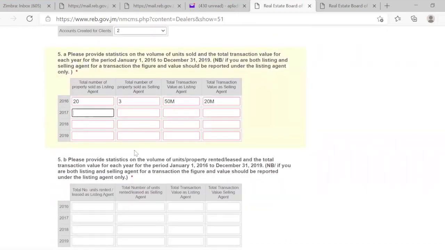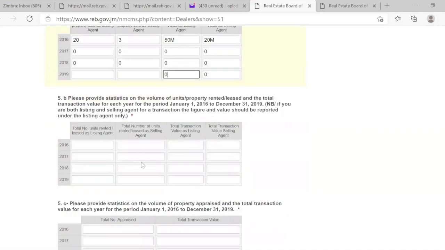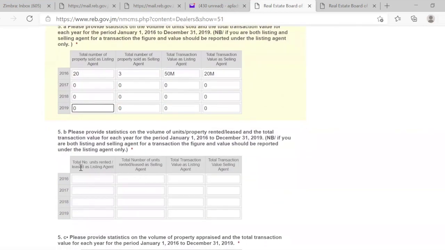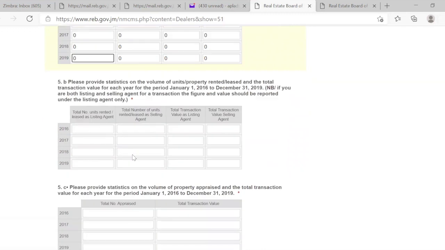If there is no transaction, then you put 0, and then for the figures, you put 0 just the same, right? So you can populate the fields with 0 if there is no transaction. Just ensure that something is there. It is the same thing here for units or property rented, you would input the information just the same, right?